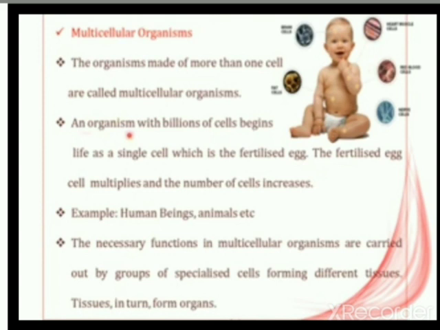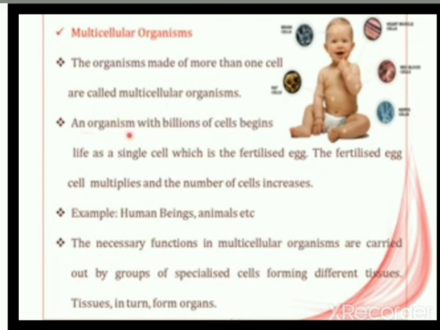So the existing cell comes from a pre-existing cell. The fertilized egg cell multiplies and the number of cells increases. So the number of cells increases, that is why we have billions of cells in a body. So examples of multicellular organisms are human beings and animals.